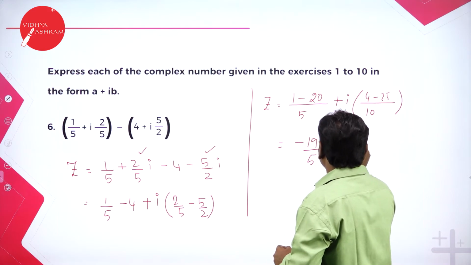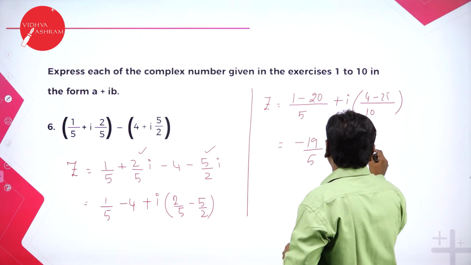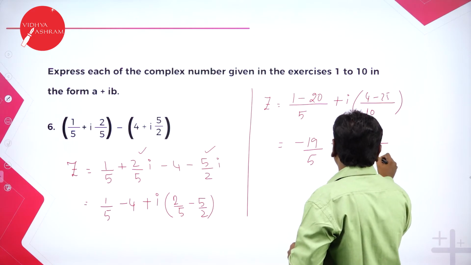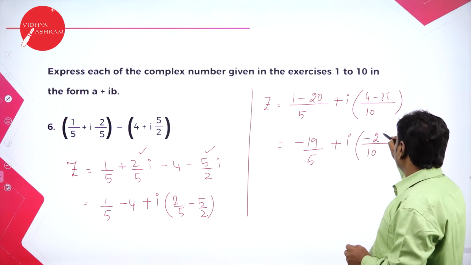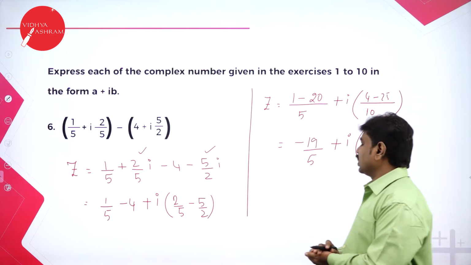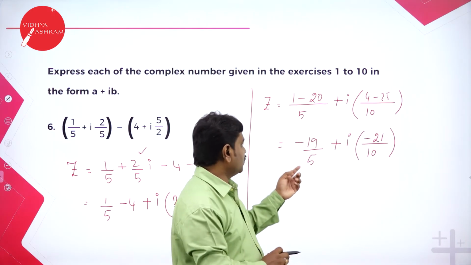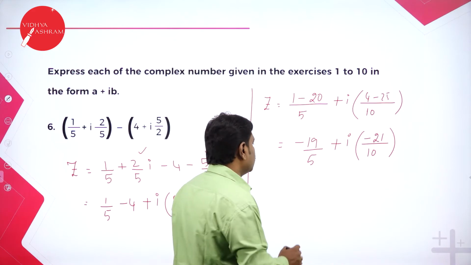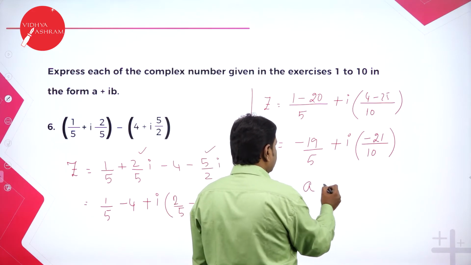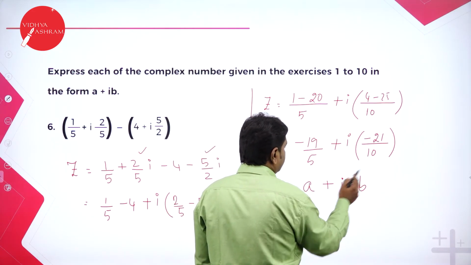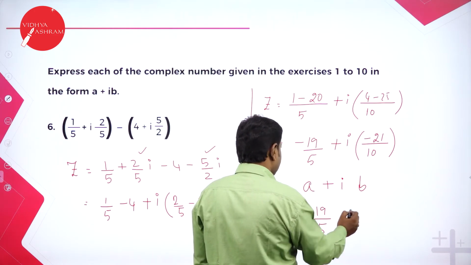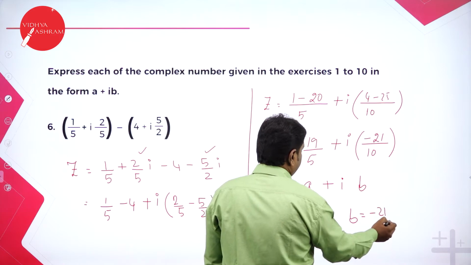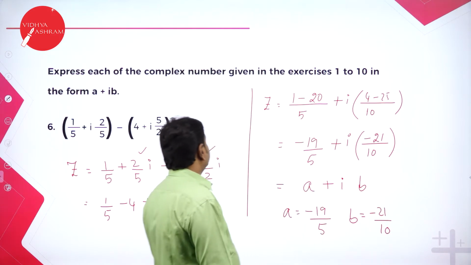And this will be plus i into 20 by 10 as it is. 4 minus 25 is minus 21. So the answer is minus 19 by 5 minus 21 by 10 i. And now it is in the form a plus ib. It is in the form a plus ib, and the a value is minus 19 by 5 and the b value is minus 21 by 10. So simple.